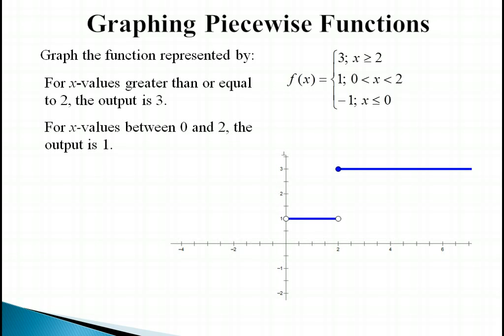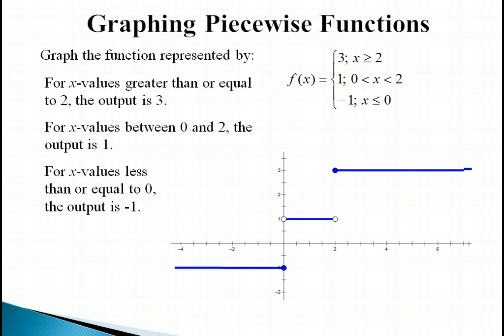For the second part of the graph, it's going to lie between 0 and 2, and the output is always 1. So we have the horizontal line at y equals 1. Notice on this part of the graph, we have open circles on each end, because in this case we do not have the or equal to signs on our inequalities. So we're not including the endpoint where x equals 0 or where x equals 2. Okay, for the third part of our graph, our x values are less than or equal to 0, which means it includes 0 as an endpoint, and the output's always negative 1. So again, we have a horizontal line at y equals, in this case, negative 1. So there's our graph.